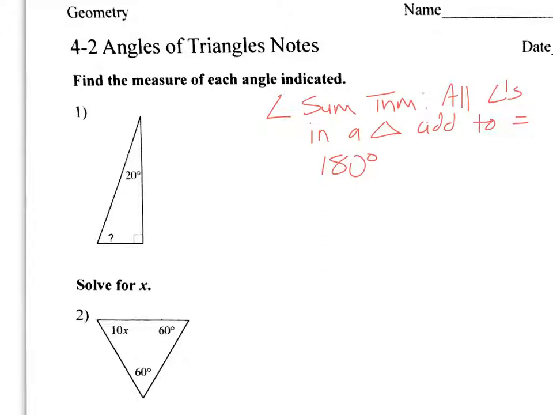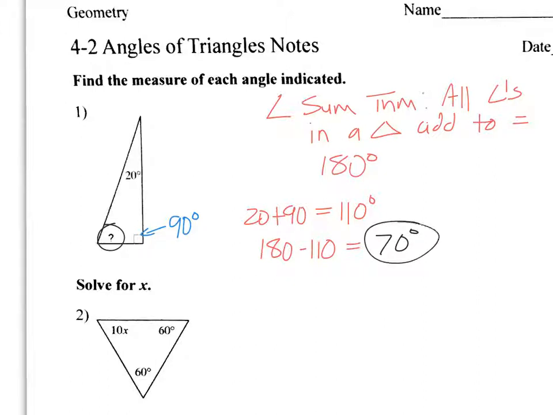So probably something you already knew, but we're going to use that to find angle measures. Right here we have a 90-degree angle, and we're looking for this one. So we take 20 plus 90. That would be 110. Then we subtract that from 180, and that gives us 70. So that missing angle in this picture would be 70 degrees.